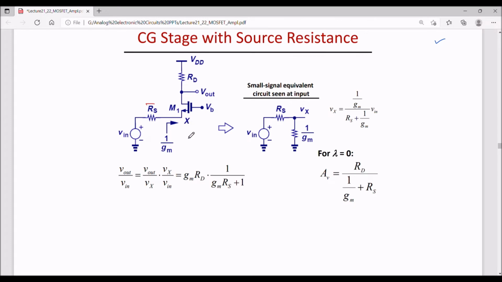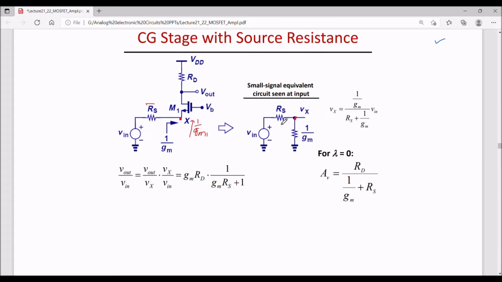So this part of the circuit, that is the input part, the small signal equivalent circuit seen at the input, can be drawn here by considering that looking into this node, the impedance is 1 by Gm1. So that means at X I have 1 by Gm1 in parallel with RS. So I can draw this circuit at the input and can find Vx at this point.